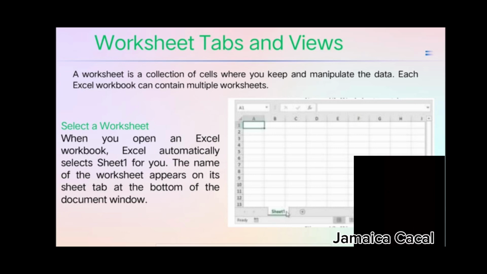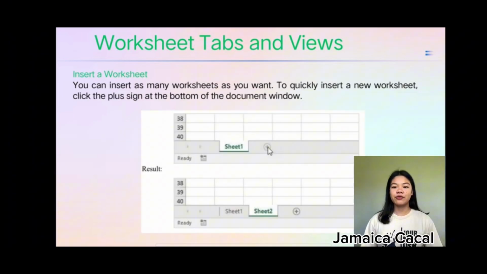To select a worksheet, when you open an Excel workbook, Excel automatically selects Sheet 1 for you. The name of the worksheet appears on its sheet tab at the bottom of the document window. So let's start with learning how to insert a worksheet. The first way you can insert a worksheet is by clicking on the plus icon. Once you click on the plus icon, a new sheet gets added. But you can use the shortcut Shift and F11, and that would also insert a new sheet.